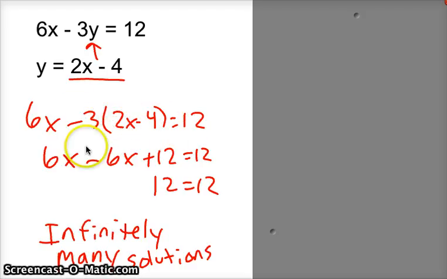Distribute this negative 3, and I get 6x minus 6x plus 12, because negative 3 times negative 4 is positive 12. When I do that, I combine my like terms. 6x minus 6x is 0. So I'm just left with 12 on this side, I'm left with 12 on this side. Since it is the same on both sides, we get infinitely many solutions.